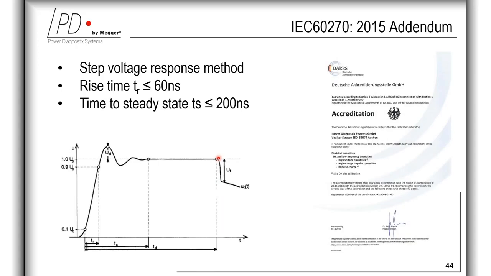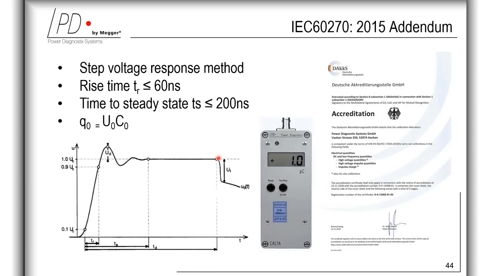It is, of course, possible to perform calibration measurements according to this described method. But in order to issue a traceable calibration certificate, an accreditation according to ISO IEC 17025 is required. PowerDiagnostix is one of the few companies in Germany which offer a calibration according to the German accreditation body, which is also called DAkkS.